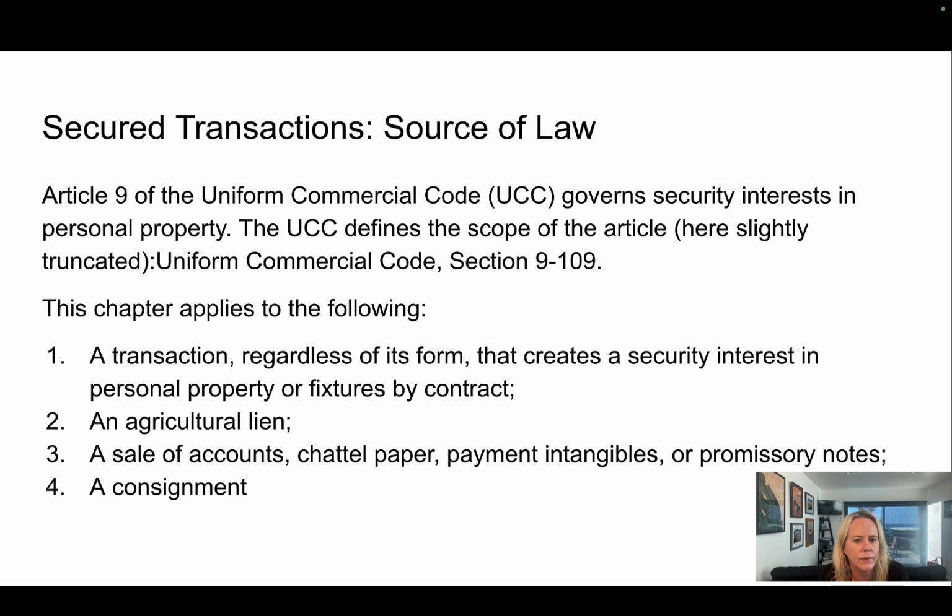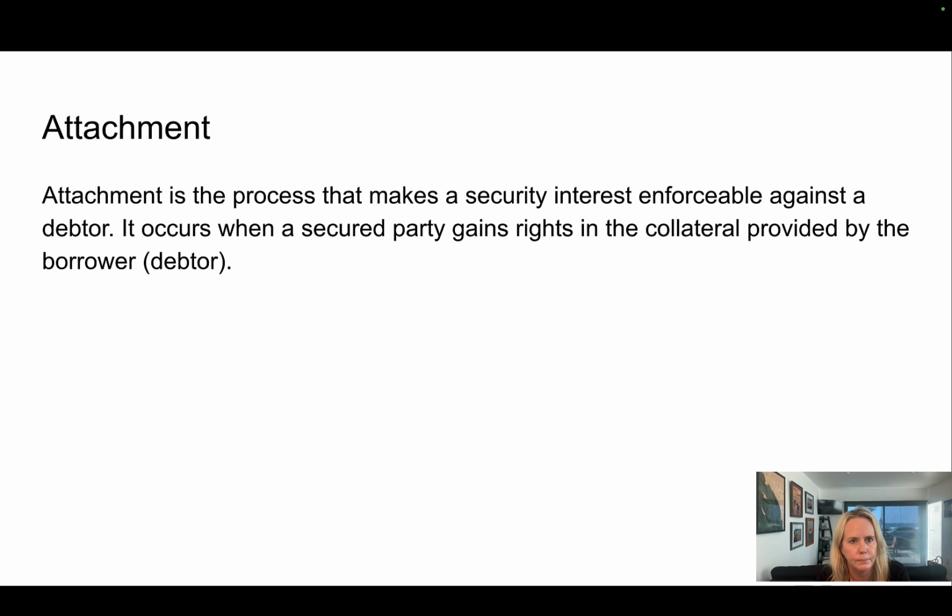Agricultural lien, sale of accounts, chattel paper, payment intangibles or promissory notes, and a consignment. There are some interesting definitions that relate to secured transactions, and I will post a separate listing of all of the definitions that relate to secured transactions. I don't want to include them in the lecture because there's a lot of them.